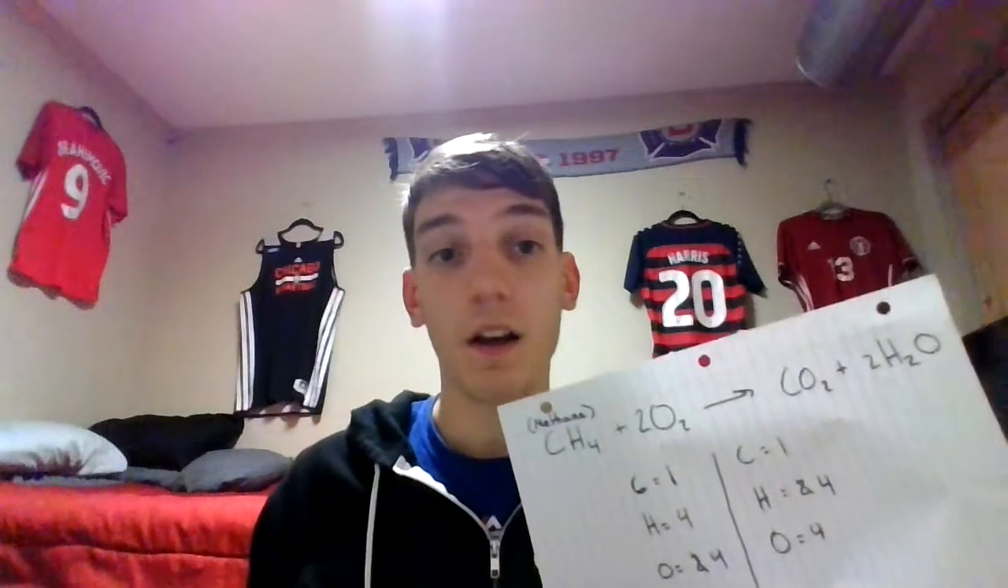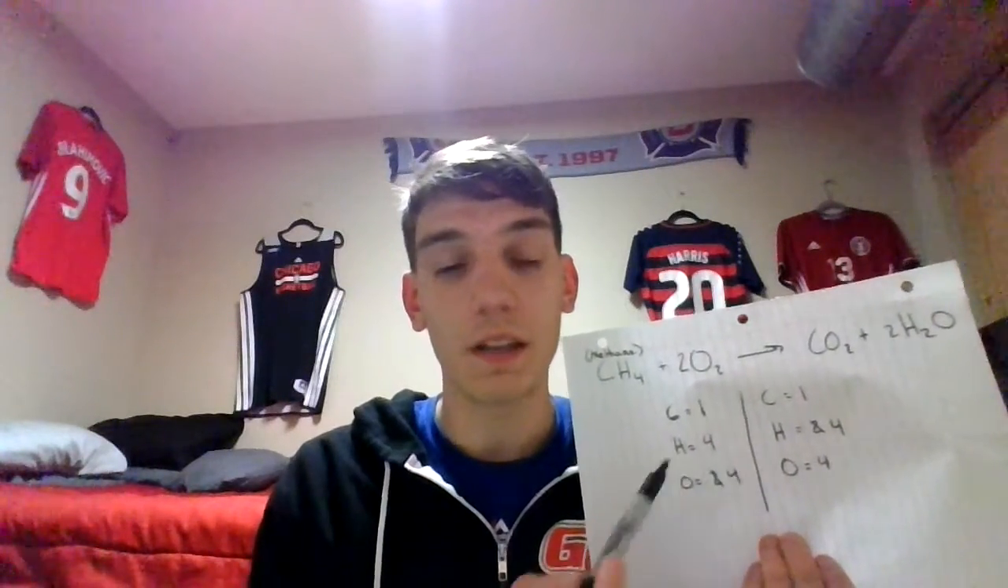And to know it's fully balanced, we'll look at all your numbers of atoms, and if they equal each other on both sides, then you know you are completely balanced. And you just do that with every other equation, and that's how you balance chemical equations.